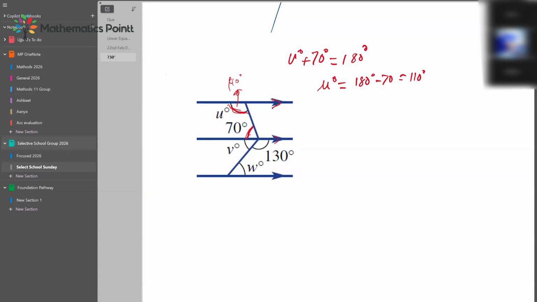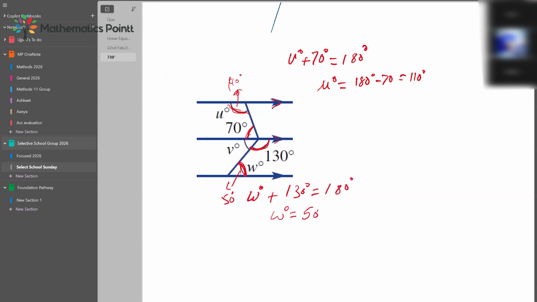Next one. This angle and this angle are again co-interior. So can I say W degrees plus 130 degrees equals 180 degrees? So W degrees is 50 degrees. So this is 50.